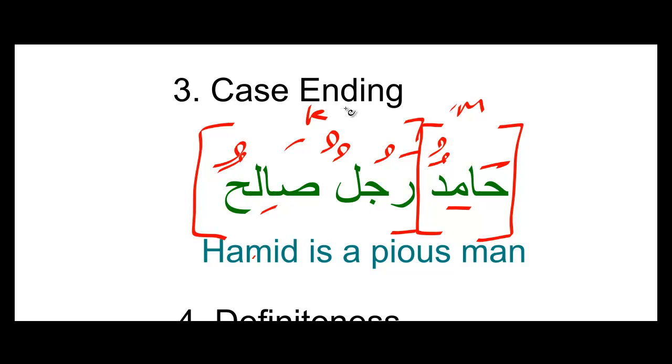Now, if rajulun was to have two fathas, then salihun would also have two fathas. If we were to give rajulun two kasras, then salih would also have two kasras. And if we were to give it one fatha, kasra, or dhamma, it would also have one kasra, fatha, or dhamma.